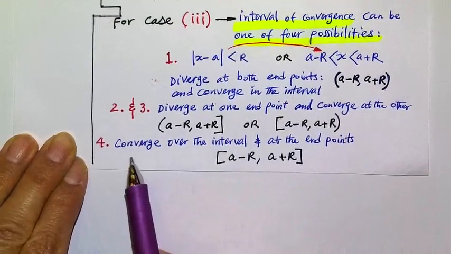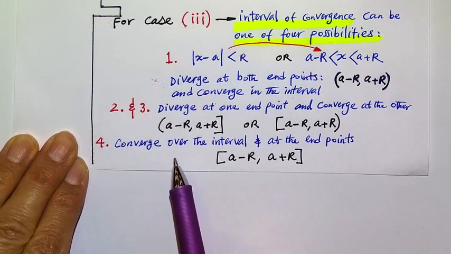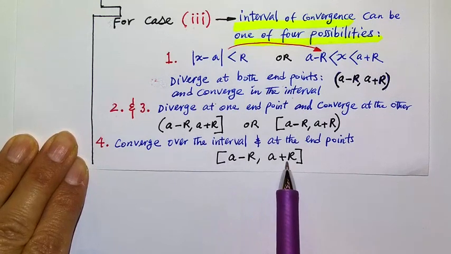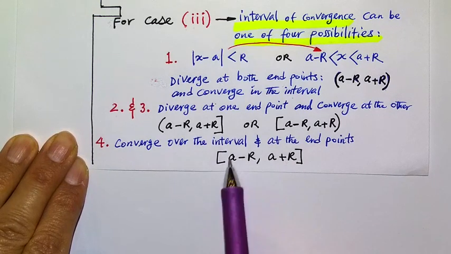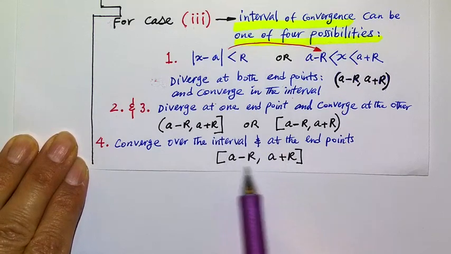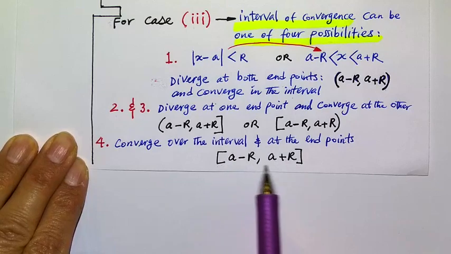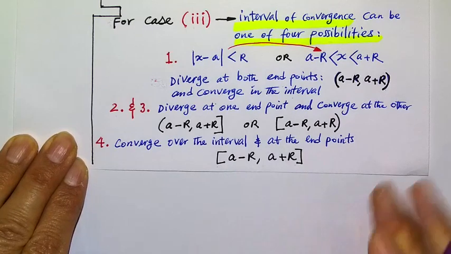And then the fourth case is that the series converges at every point within and at the endpoints of the interval. Okay, so for this interval, the series will converge at every point within the interval, including at both endpoints. Okay, and those are the 4 possibilities for calculating the interval of convergence.